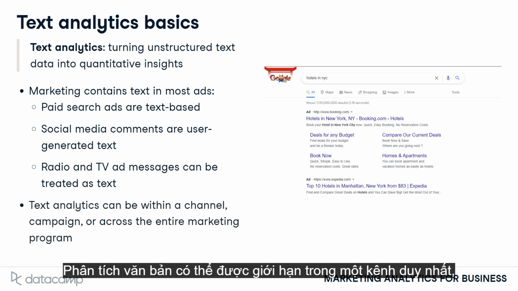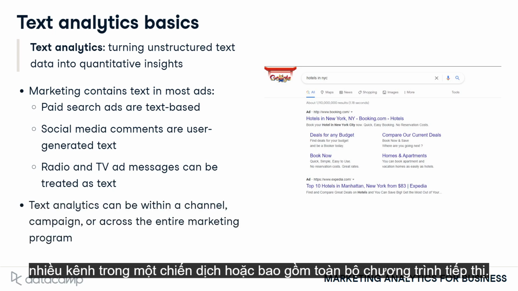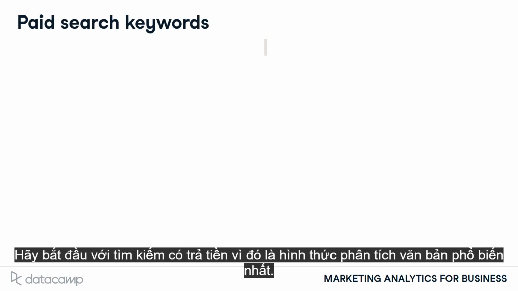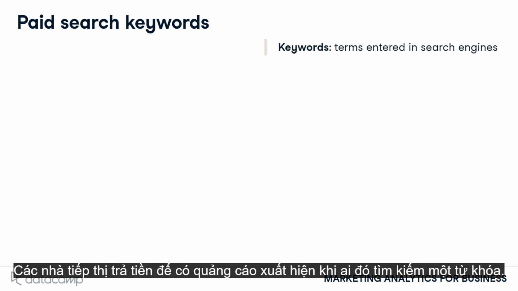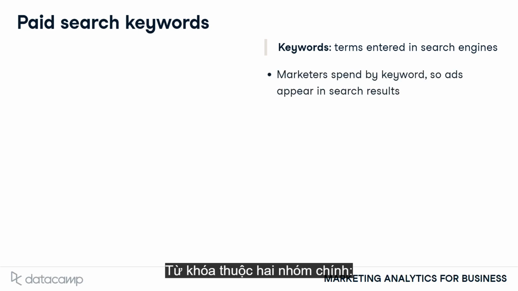Text analytics can be limited to a single channel, span multiple channels in a campaign, or include the entire marketing program. Let's start with paid search, since that is the most common form of text analytics. Paid search ads rely on the terms users type into search engines, called keywords. Marketers pay to have ads appear when someone searches for a keyword.